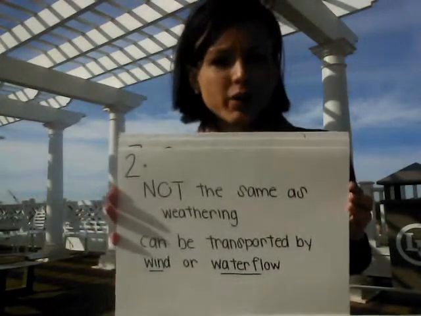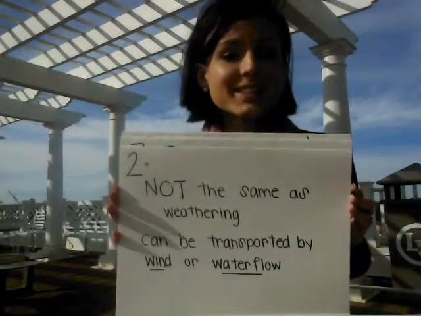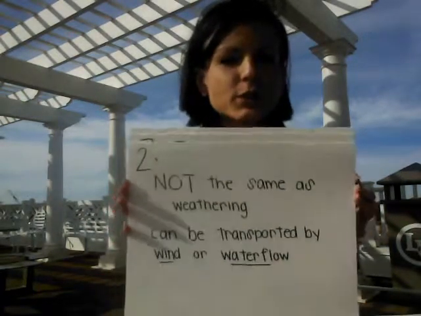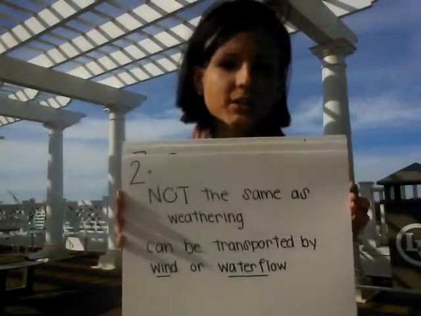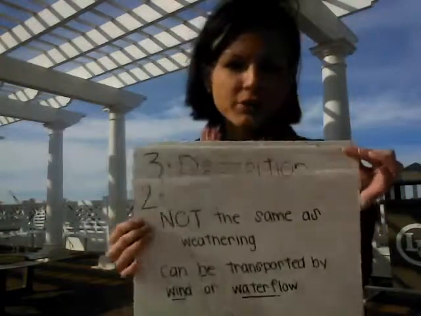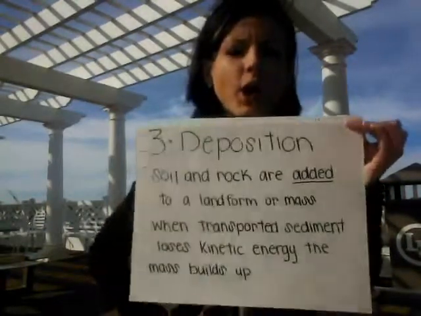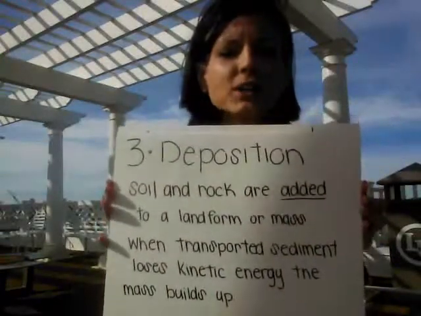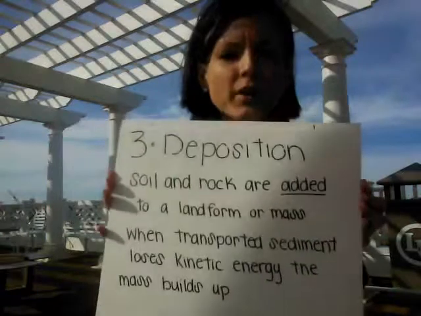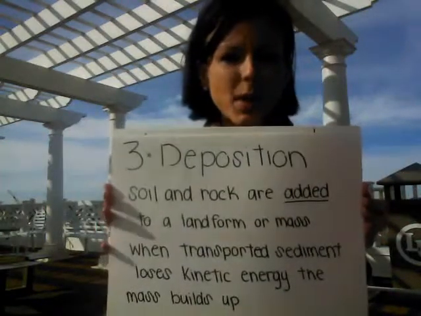Now, after you've had weathering, where elements such as rain, wind, and ice have broken down the rocks and erosion has taken them elsewhere, it's got to go someplace new. It has to find a new home. And this brings us to our third and final process, deposition. After soil and rock have been transformed, the soil and rock are added to a landform or mass when the transported sediment loses its kinetic energy and the mass begins to build up.